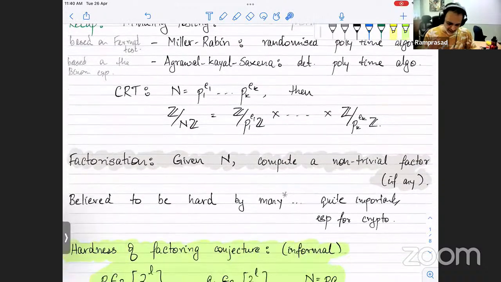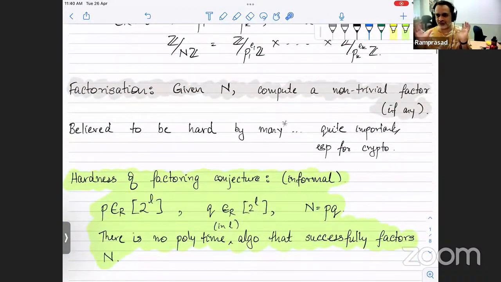Okay, so let me very informally state what is called the factoring conjecture. Sorry, there is something. Oh yeah. Okay, Varun is just saying that by crypto we don't mean cryptocurrencies. But cryptocurrencies do use cryptography in them. Okay, let's throw these buzzwords and see how many views we get.